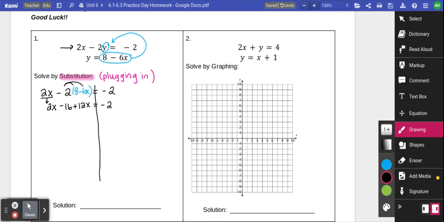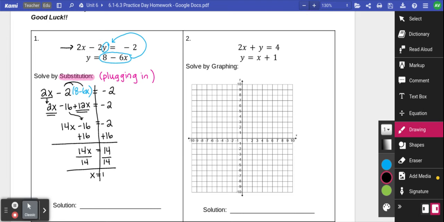Next, what I'm going to do is combine the like terms. So 2x plus 12x makes 14x. I'm also going to then copy down the minus 16 and the negative 2. Next, I'm going to add 16 on both sides of this equation, and that's going to give me 14x equals negative 2 plus 16 is 14. And then I'm going to divide by 14 on both sides of this equation, and I get x equals 1.